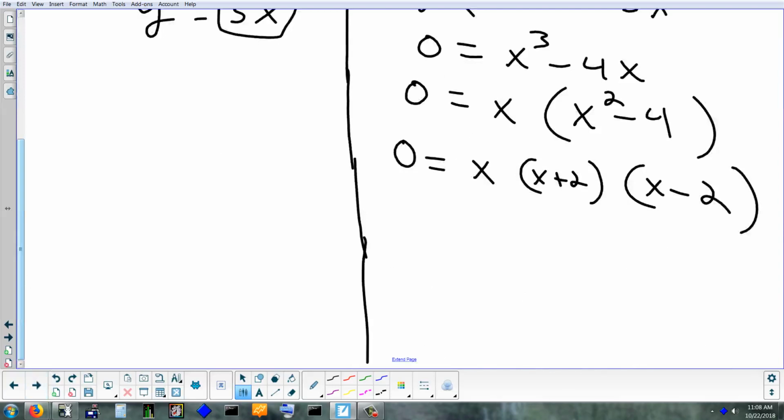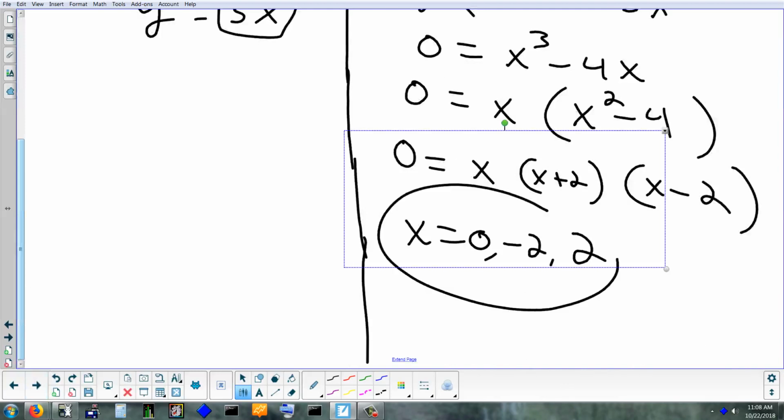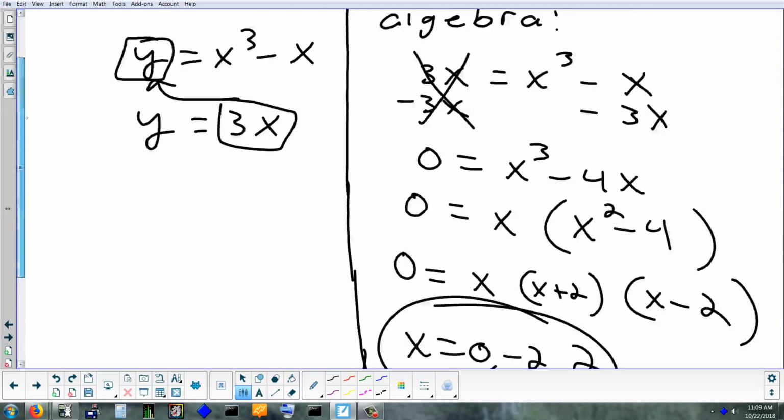If we set the first factor equal to 0, how about Kathleen? What would make the first factor 0? 0. Yeah, just 0. Second factor, how about Madison? What would make the second factor 0? -2. Yep. And the third factor, positive 2. So solving that algebraically, not too bad because we were able to factor out x, and then it factored again as a difference of 2 squares, so we just got lucky.